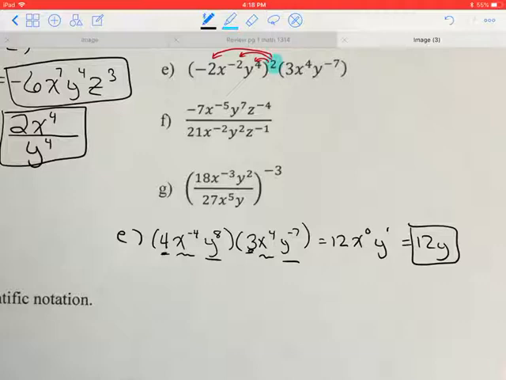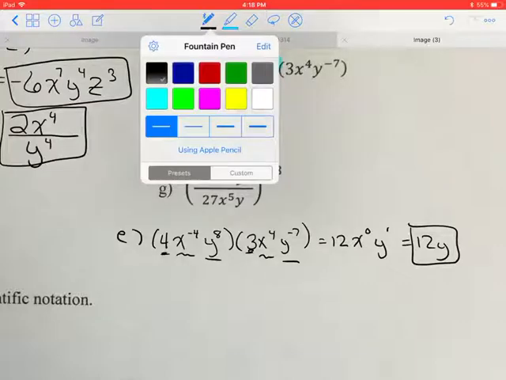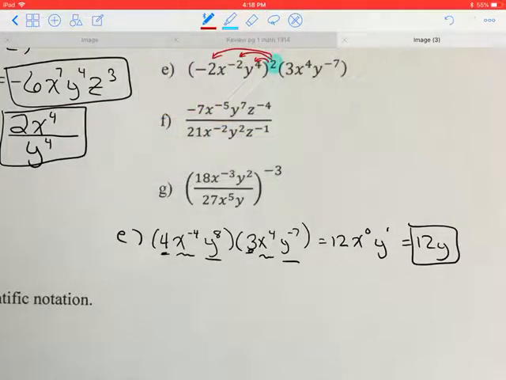All right, now for F, I've got a lot of stuff going on here. I might want to start with this fraction and go ahead and reduce that. That would be negative 1 over 3. Now I want to go through and find everything that has a negative exponent.